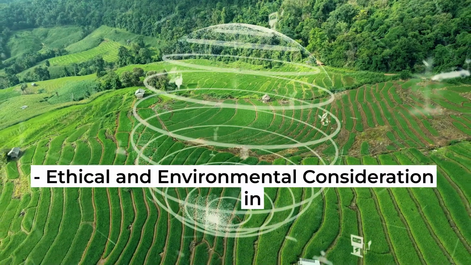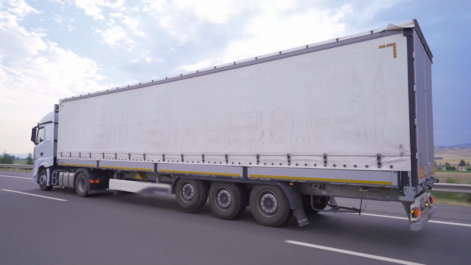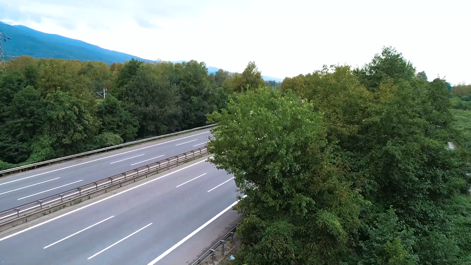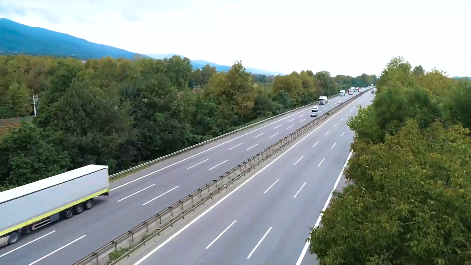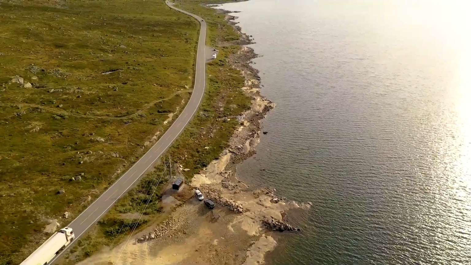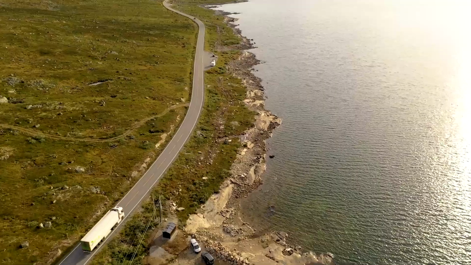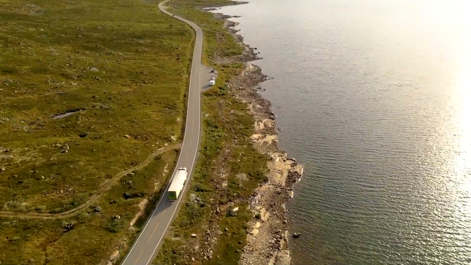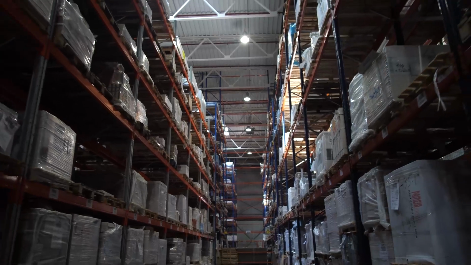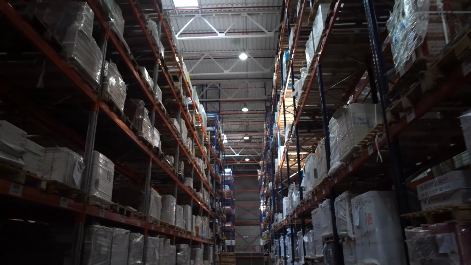Ethical and environmental considerations in the supply chain. In addition to regulatory compliance and quality assurance, ethical and environmental considerations are increasingly crucial in the API supply chain. Ensuring ethical sourcing, fair labor practices, and minimal environmental impact are key elements that pharmaceutical companies must integrate into their supply chain strategies.